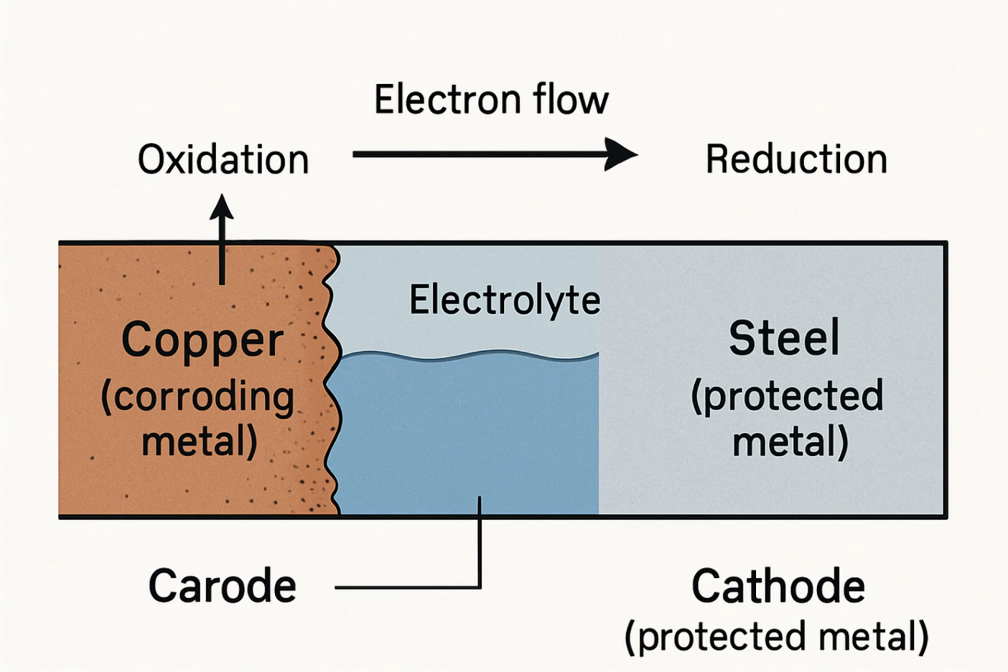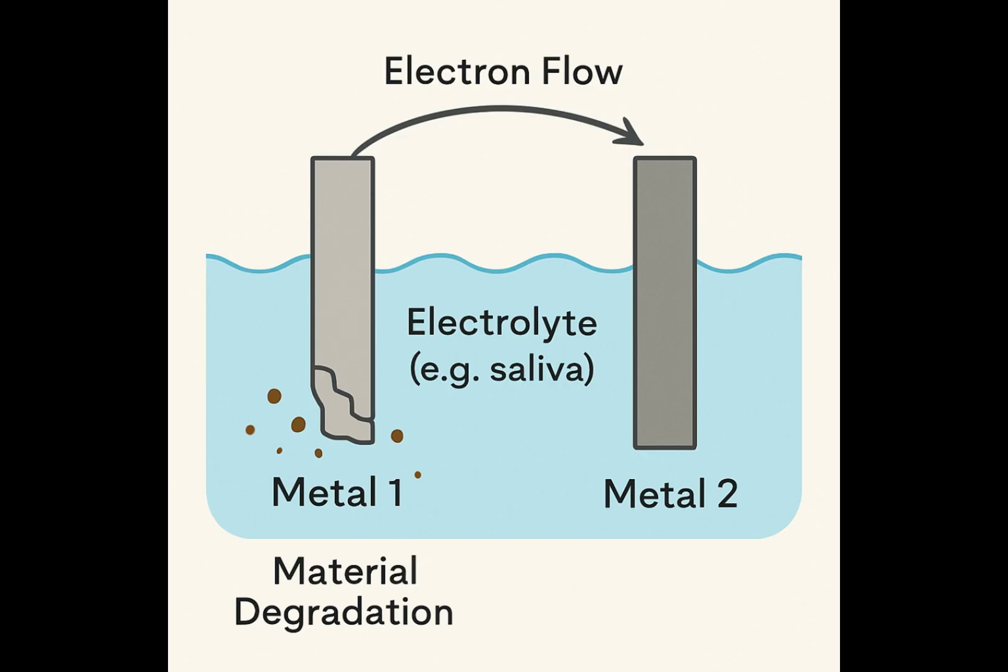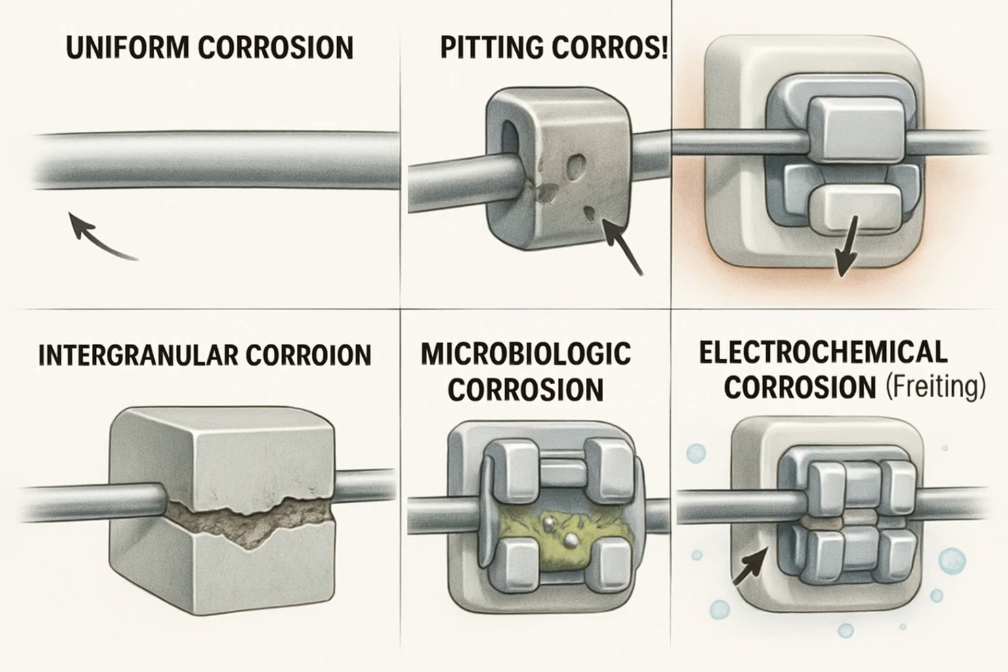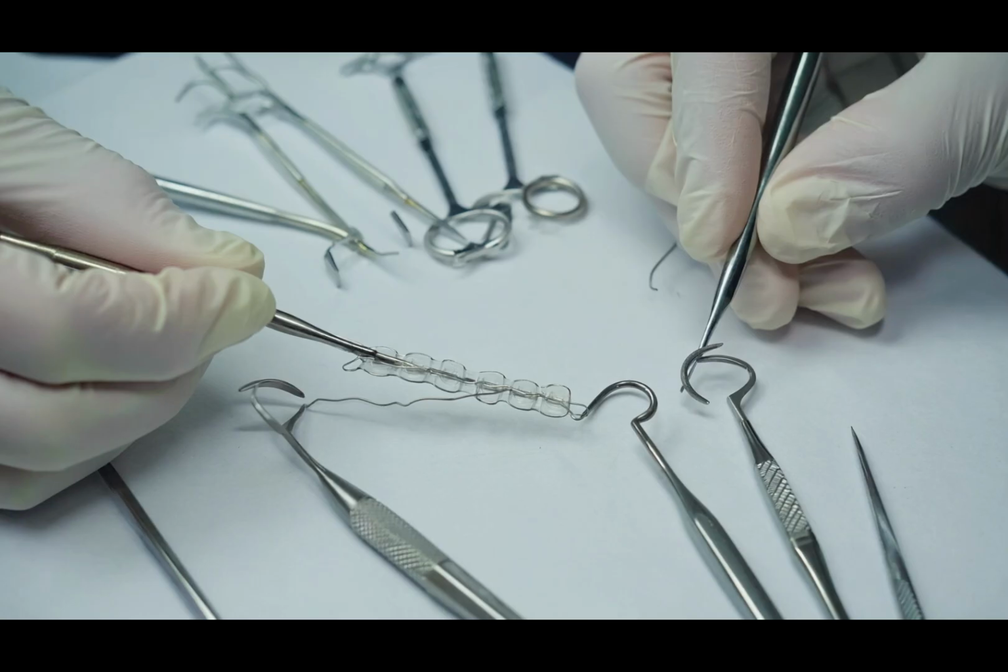Electrochemical corrosion. Fretting corrosion occurs due to constant friction between the wire and the bracket slot, leading to localized wear and material loss. This can be exacerbated by the presence of saliva acting as an electrolyte. Corrosion is a significant concern because it can lead to appliance failure, release of heavy metal ions like nickel, cobalt, and chromium into the oral environment, and even allergic reactions in sensitive patients. This is why materials like titanium, known for their excellent biocompatibility and corrosion resistance, are increasingly used in orthodontics.